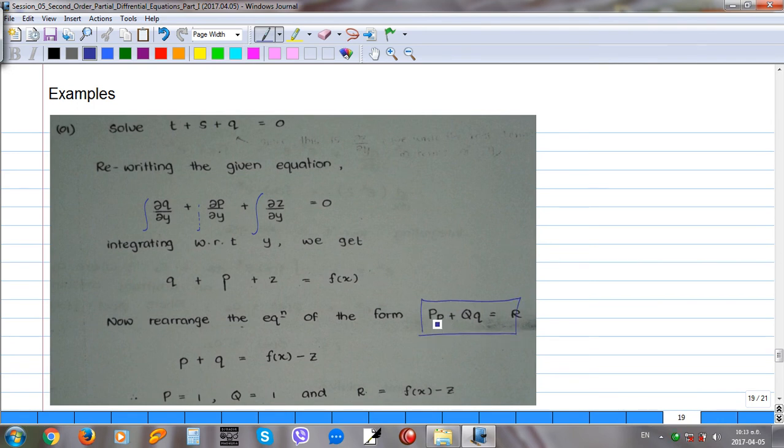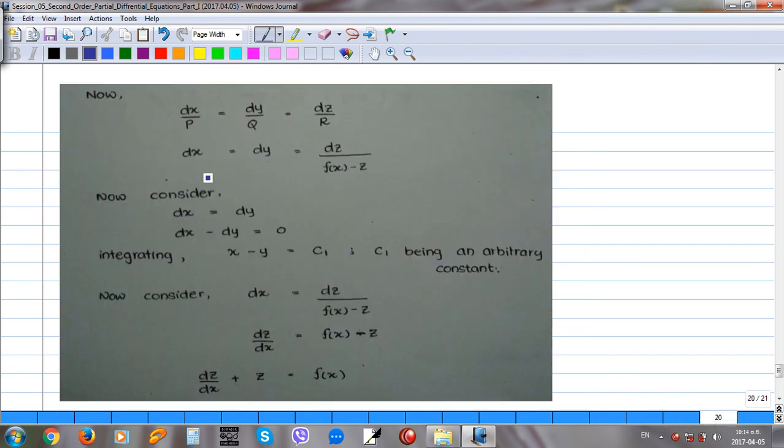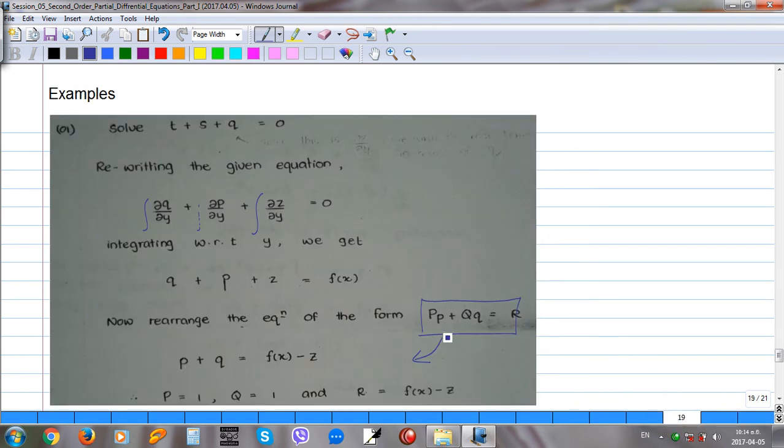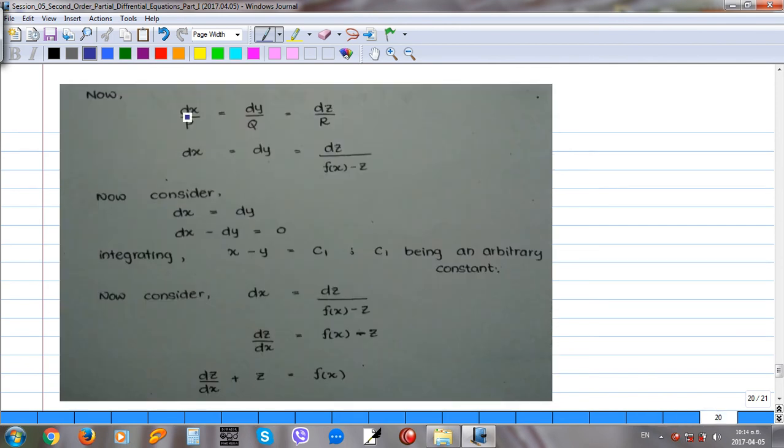So then what is P? Capital P equals 1. Then capital Q here is also 1. Then capital R equals f of x minus z. We have to consider this equation, right? If it is given in this form, we talked about how we can simplify these equations in the previous lessons. So we can write dx over P equals dy over Q equals dz over R. Dx over 1 equals dy over 1 equals dz over f of x minus z.